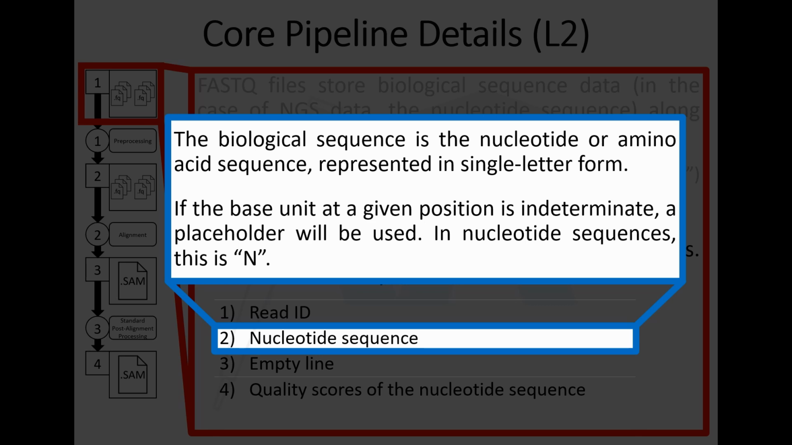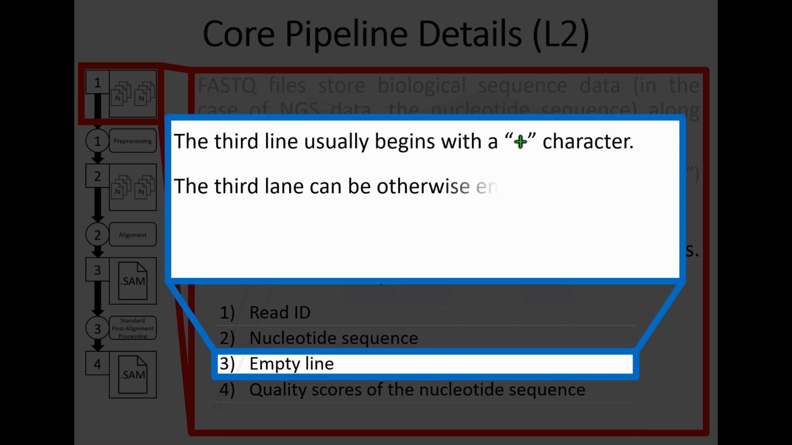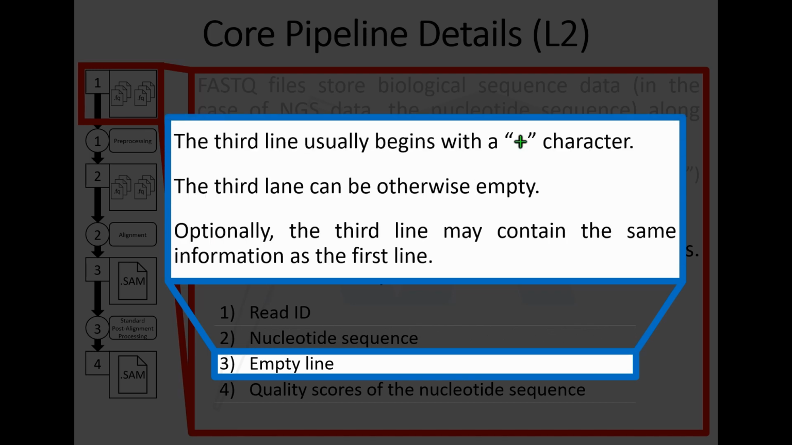FASTQ files can also store amino acid sequences. I won't go over the one-letter codes for all 20 amino acid residues, but the placeholder letter for those sequences is typically an X. The third line is a bit of an oddity, in that, for the most part, it doesn't seem to have any uses. It usually begins with a plus character and can otherwise be empty. Sometimes the third line will begin with a plus character and then contain the same information as the first line of the entry, minus the @ symbol. Not much to see here.